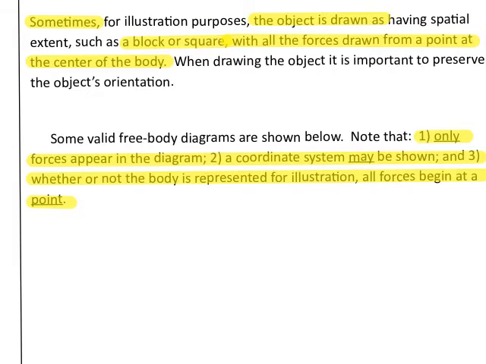And since not all of us are artists, sometimes you'll see an object drawn just as a block or a square. You can also just draw a circle. So any kind of simple shape can represent the object that you're talking about. And again, all of the forces are drawn from a point at the center of the object. Then we're going to go over what some free body diagrams look like, so you can get a picture in your mind as we go through these.